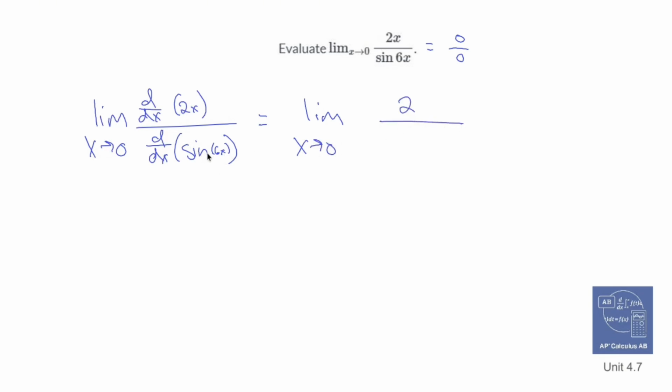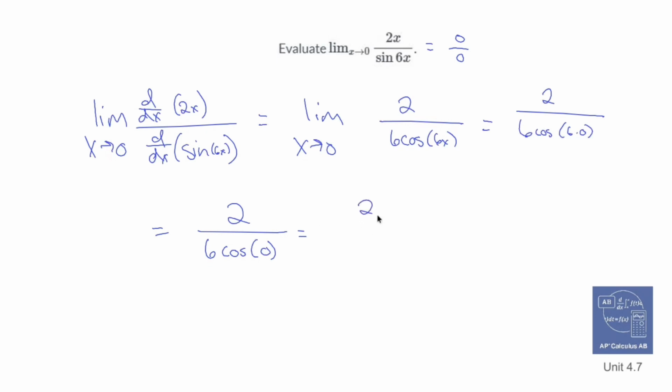If I take the derivative of the denominator, now this is chain rule, so take the derivative of the outside, which is cosine, keep the inside, which is 6x, but multiply everything by the derivative of the inside. The derivative of 6x is just 6. Okay. Now I should be able to plug in 0. So 2 over 6 cosine of 6 times 0 is going to be 2 over 6 times cosine 0. Cosine of 0 is 1, so we're in good shape. 6 times 1 is 6, so 2 over 6, which is going to be 1/3.